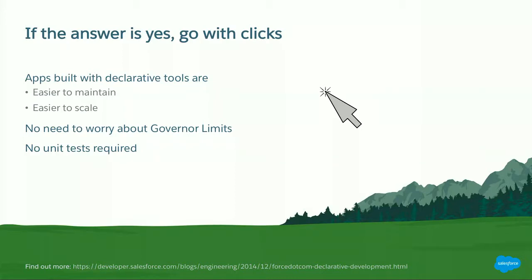Another advantage is you don't have to worry about governor limits. There are all kinds of limits that you need to worry about when writing code. You need to watch out how many records you retrieve, how many resources you use on Salesforce's platform. You don't need to worry about that when you use clicks. And my favorite is the last one: you don't need to create unit tests. In my experience, I've done a lot of coding on Salesforce, and quite a lot of times it actually took more time for me to write the unit test code than the application itself. So if you can avoid that, that's great.